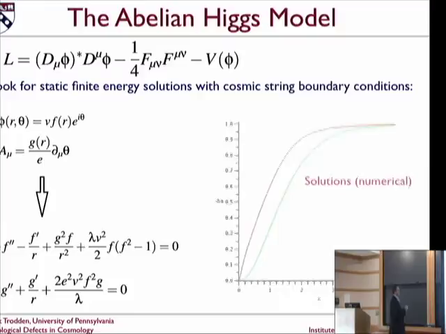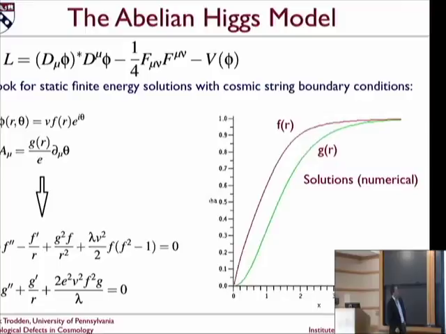Okay. So you can solve these equations numerically, and so here they are, f and g. And as you might expect, you start off in the false vacuum, φ equals zero, the unstable part of the potential, and you run off to the real vacuum at infinity. And so this is the profile of the core of the string. And it has a length scale associated with the scalar field, and another length scale associated with the gauge field.